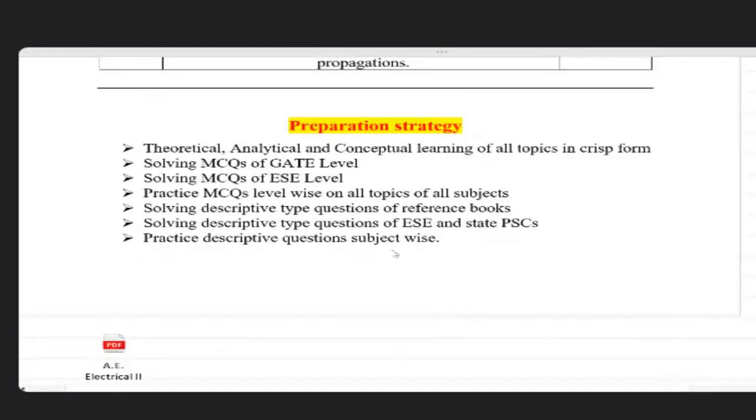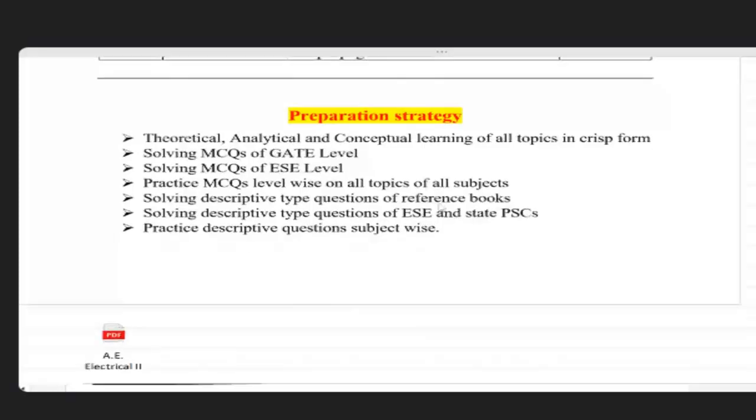Then practice descriptive type questions subject wise. Descriptive type questions do not lie in the very higher category. They are very simple. If you know the formula, you can solve the question. But MCQ type questions are tricky. You have to apply various concepts and analytical skills. So this is the preparation strategy in very short. In the course of time, we will discuss this preparation strategy in detail also.